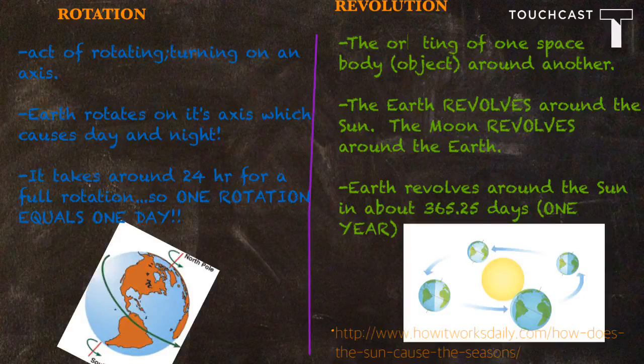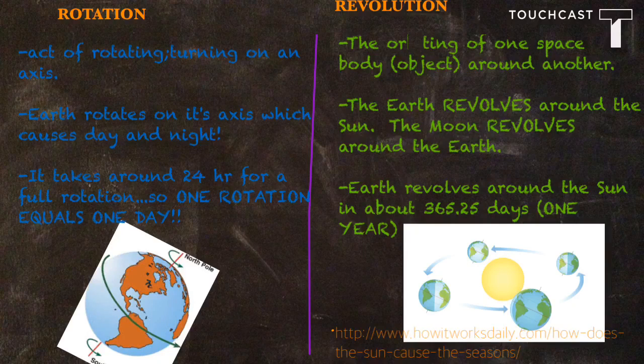The Earth rotates. We call this rotation. It's the act of rotating or turning on an axis. Earth rotates on its axis, which causes day and night. It takes around 24 hours for a full rotation, so one rotation equals 1 day.